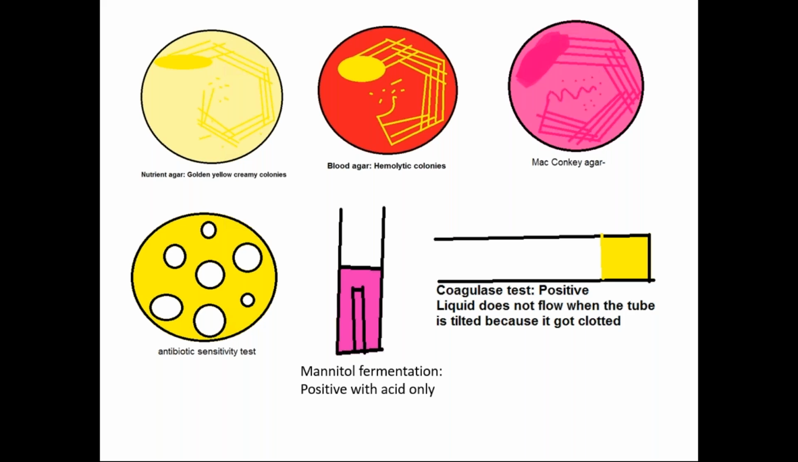Next, 2 tubes. One is straight and one is tilted. The straight tube is mannitol fermentation. Inside there is a small Durham's tube, colored completely with pink. Don't put any bubbles inside, because mannitol fermentation is with acid only but no gas. Next, the tilted tube is for the Coagulase test. It is positive. The liquid does not flow when the tube is tilted because it clots. Understood, all of you?